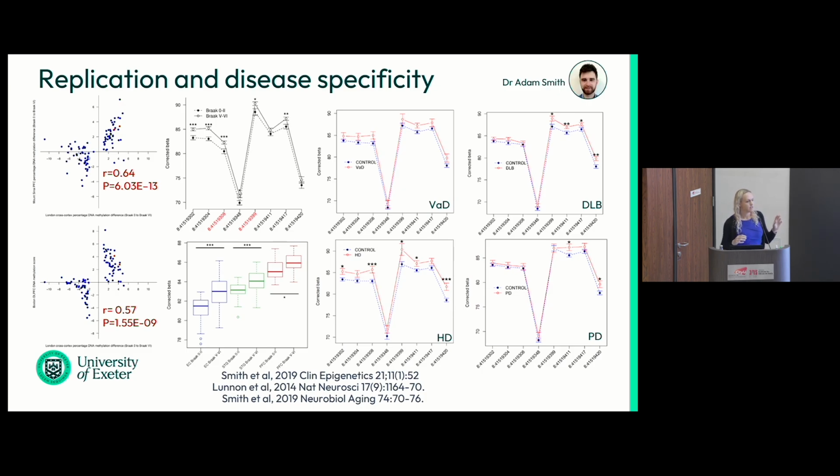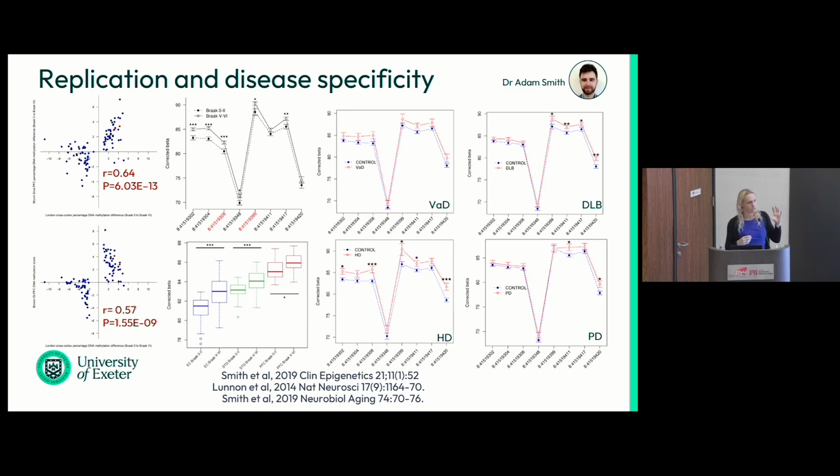What we then went on to do, in a study that was published a few years later in 2019, was use our pyrosequencing assay to look at ANK1 and see if it's specific to Alzheimer's disease or whether this is common to other neurodegenerative diseases. And what you can see is in the case of vascular dementia and to a large extent Parkinson's disease, we don't really see any difference between diseased individuals and control across the region.